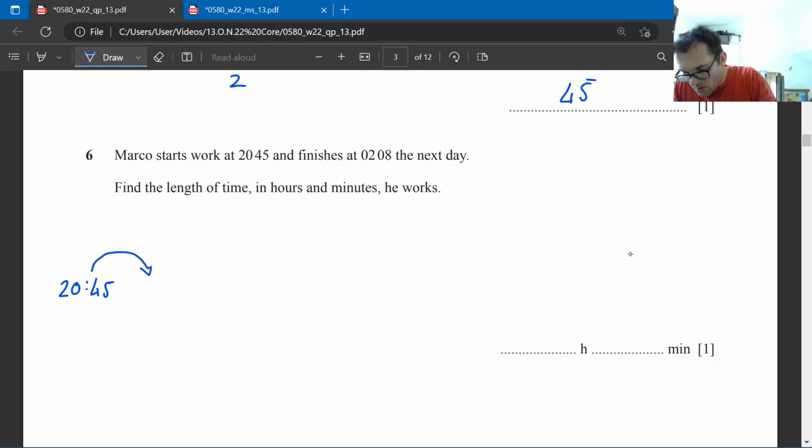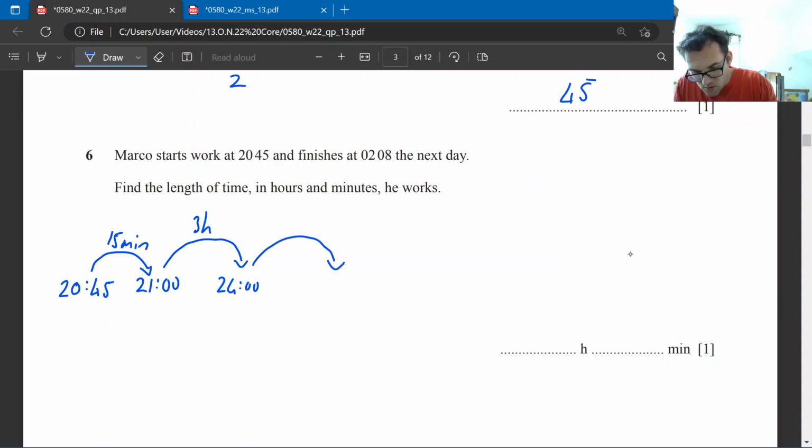So let's first jump 15 minutes to the next hour. That's 9 o'clock. Then I think it's a good idea to jump to midnight, which is 24:00. So that's 3 hours. Then let's jump to 2 in the morning. So that's another 2 hours. And then we have time to finish, 8 minutes past 2. So it must be clocking in and clocking out.